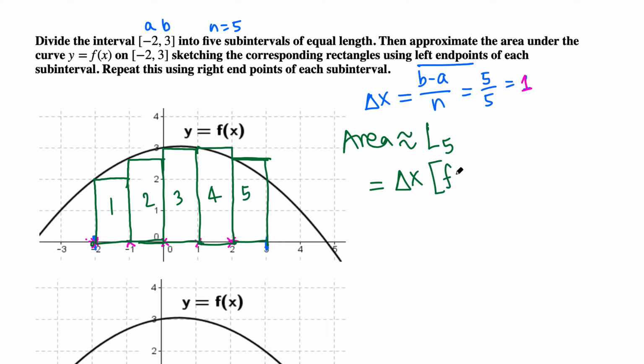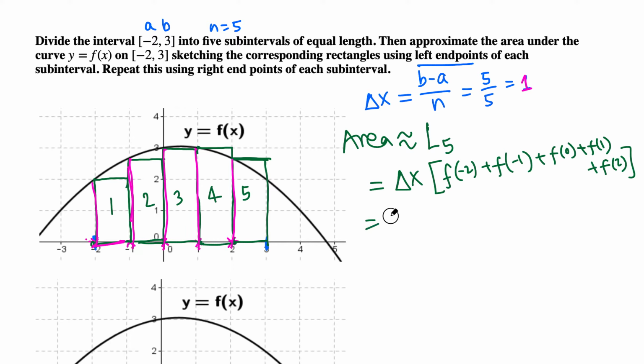So function value or height at -2, height at -1, height at 0, 1, and 2. Okay, we're just finding these heights. So this height, 1, 2, 3, 4, 5. When we multiply width and height, we get the area of each rectangle. The delta x is 1, so I don't have to write it, because 1 times a number is that number.